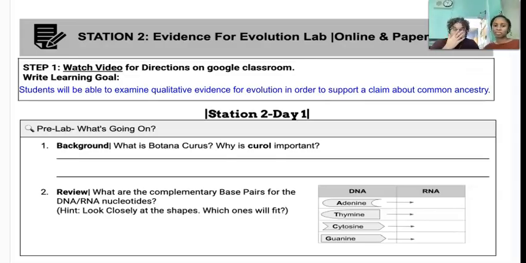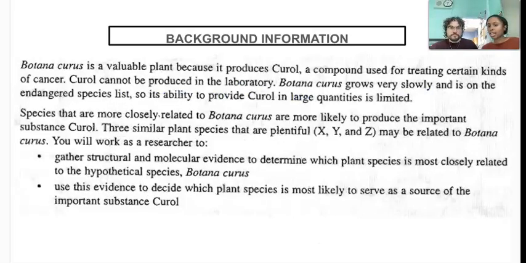In Station 2, you first and foremost are going to copy down your learning goal. You students will be able to examine qualitative evidence for evolution in order to support a claim about common ancestry. So next, you are going to get your background information sheet, which looks like this.